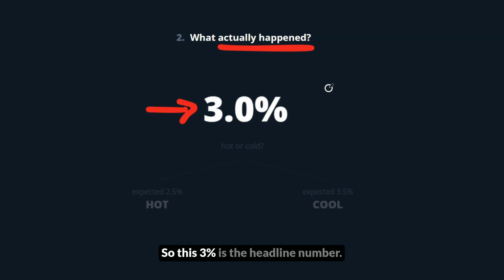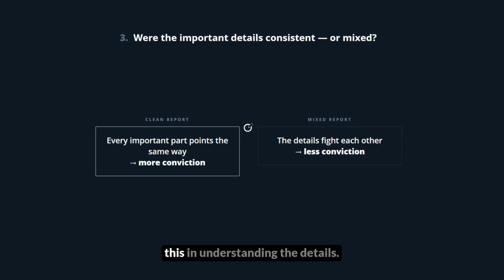So this is the headline number. In this case, inflation might be 3%, but then we also have to get into the details of this, and we'll see how to get into more details later in the video. And so the third question links to this in understanding the details. Were the important details related to that 3%, related to that inflation batch of numbers, consistent or mixed with the headline number that you see?